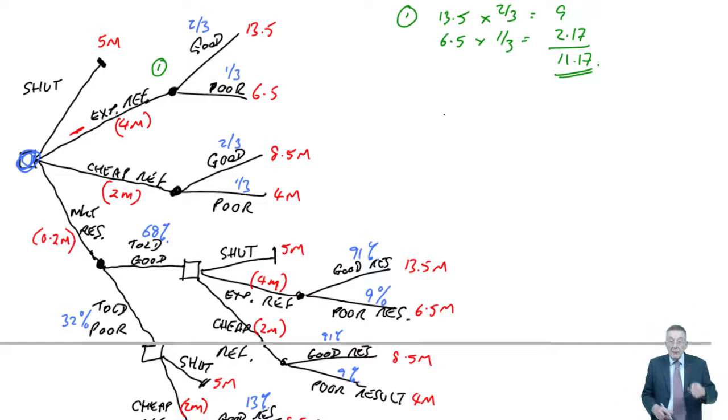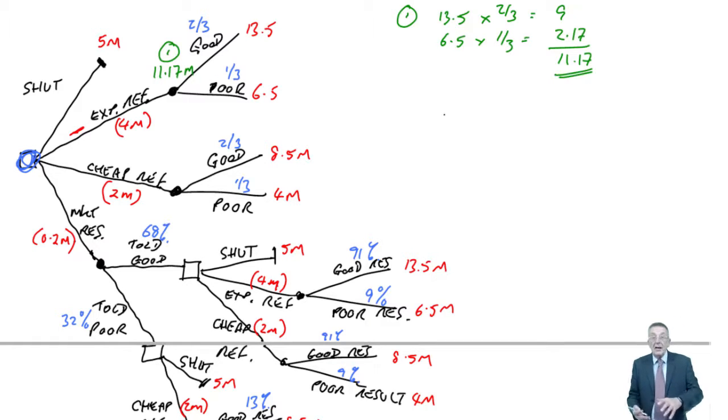And so I'm now going to say that if we do expensive, we will pay out 4 million, but we'll get an expected 11.17 million. So I can now forget the 13.5 and the 6.5. Effectively, my choice so far is either shut and get 5 million, or do expensive, which gives us 11.17 minus 4 million. It will give us 7.17 million. But the uncertain bit I can now forget. I've replaced it with the expected value.